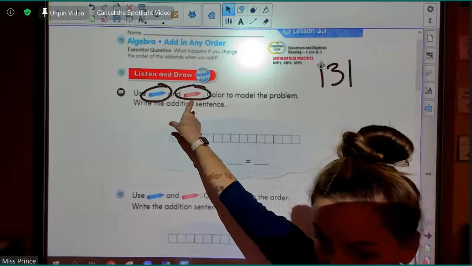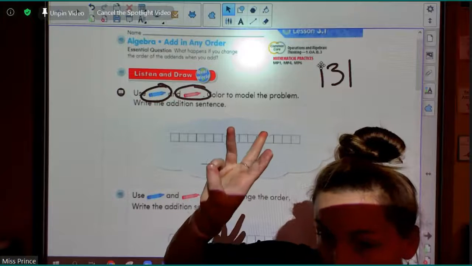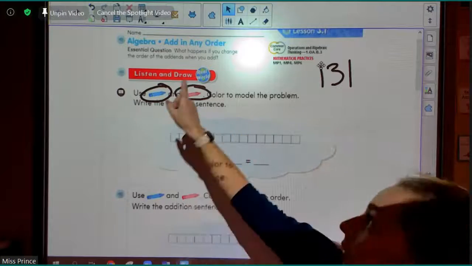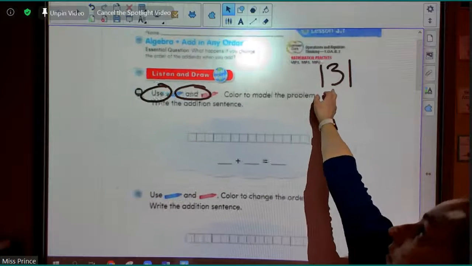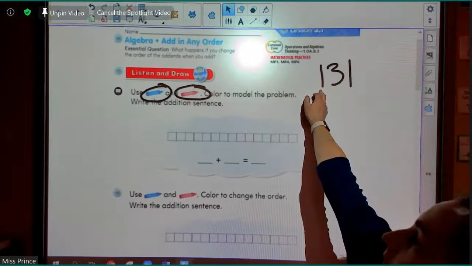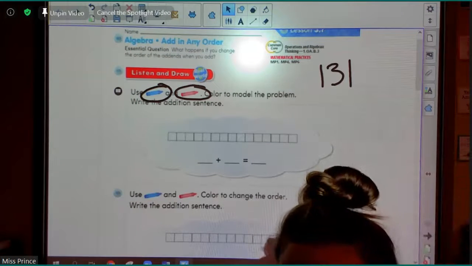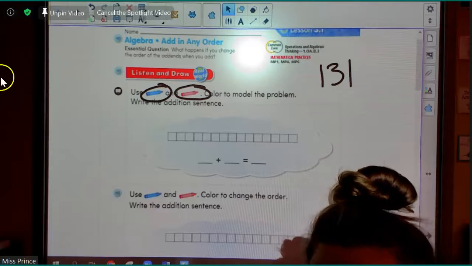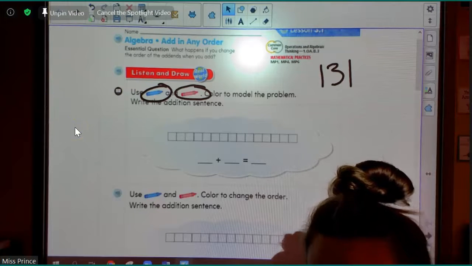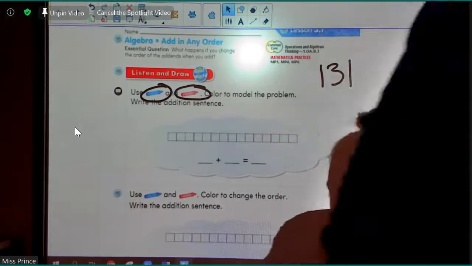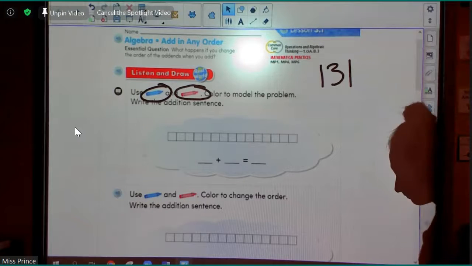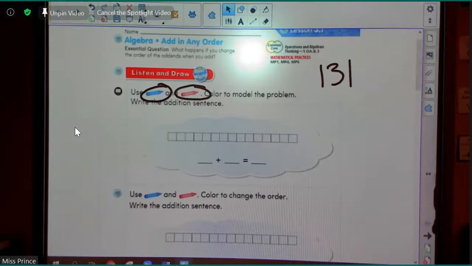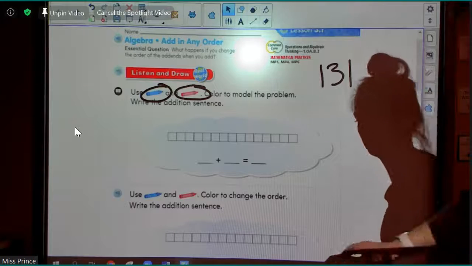Blue crayon, red crayon, pencil, and your GoMath book. Make sure you're on page 131. Okay, we are going to get started.